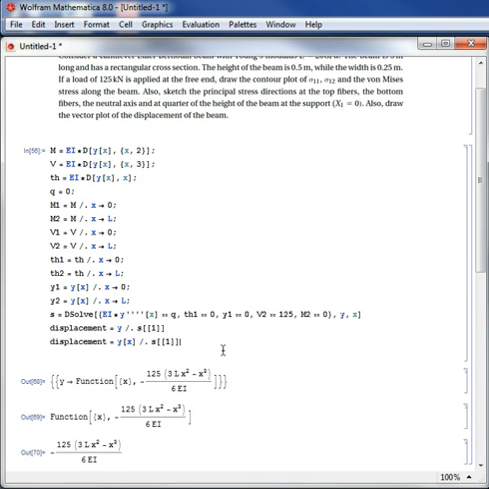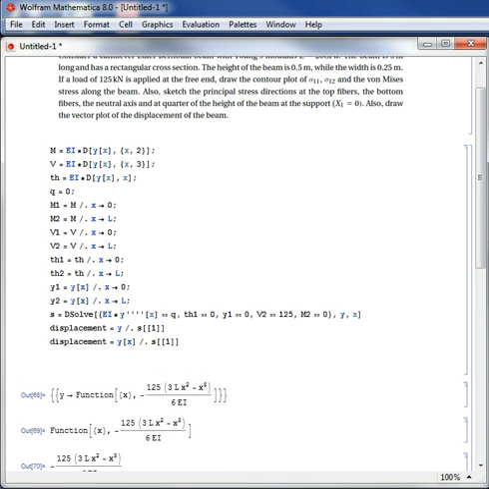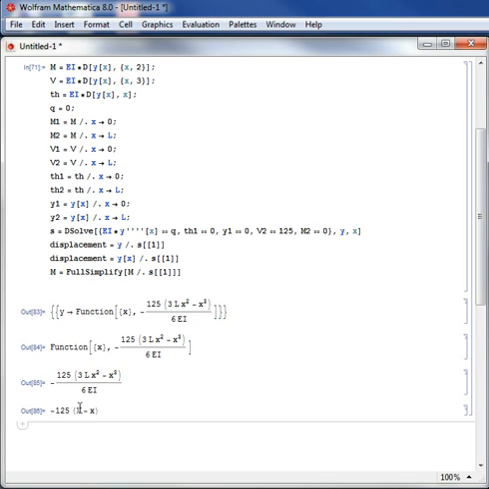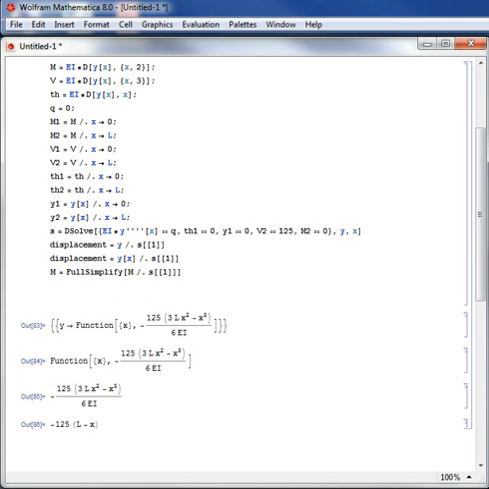And now I can utilize the moment. The moment is equal to the moment after I'm going to use FullSimplify. This is equal to the moment after utilizing this solution. Shift enter, and you get that the moment is equal to negative 125 times (L minus x).